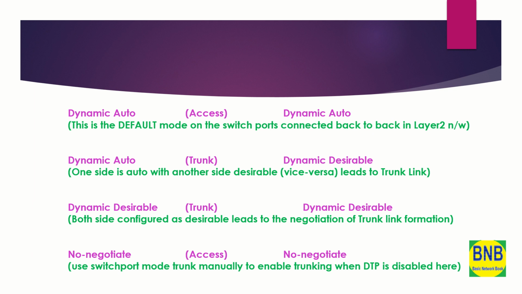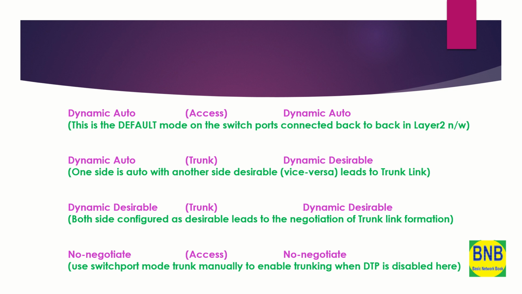So I've just created this mapping. Let's say you have two Cisco switches connected back to back, and you did not configure any dynamic trunking protocol on these two switches. By default it will be in dynamic auto mode. I mean, the back-to-back connection between the Cisco switches will be in dynamic auto mode. That is, the interface connecting the back-to-back switches will be in dynamic auto mode.